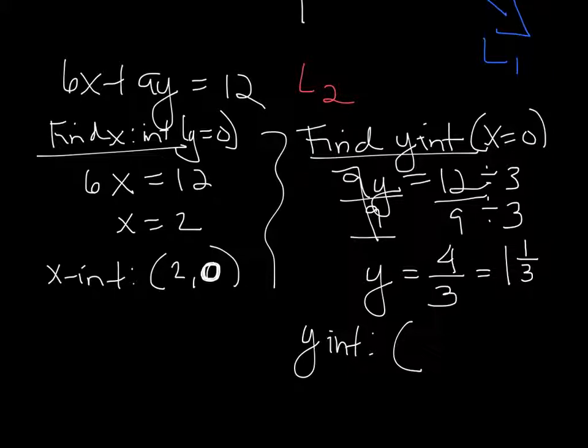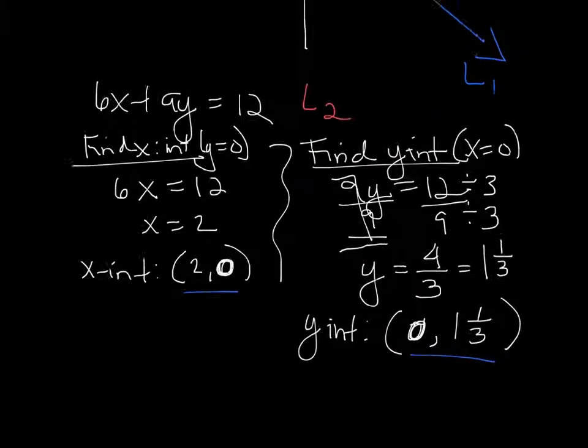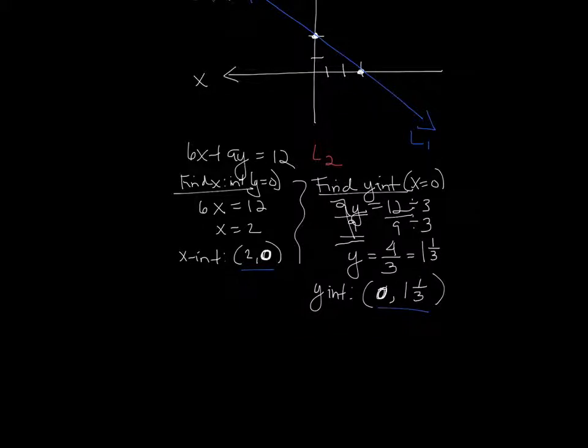So my y-intercept is (0, 1 1/3). Okay, so our x is 0 and our y is 1 1/3. And let me just double check. I mean, you can get fractions, of course. x is 0, good, y equals, okay. So let's plot these two points. So (2, 0) and (0, 1 1/3).